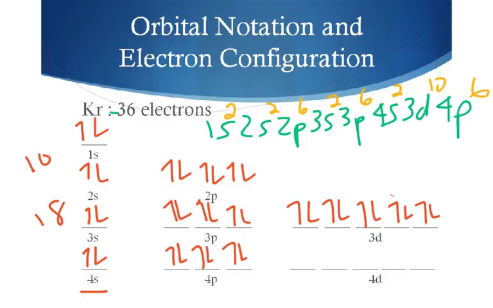A trick to remember for noble gases like krypton is that besides helium, every single one of the noble gases will end in some number p6.